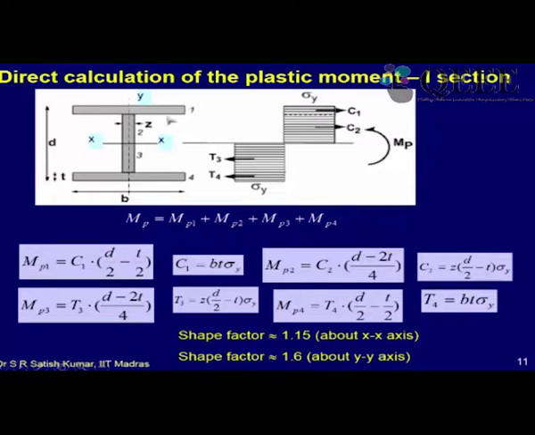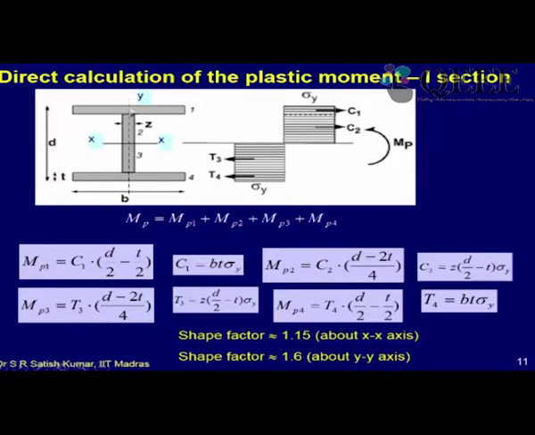So I have marked them 1, 2, 3, 4. The first rectangle is the top flange. The second rectangle is the upper part of the web, third is the bottom part of the web, and fourth is the bottom flange. Each rectangle gives you a force; for the first, the stress resultant is C1, which is the width of the flange B into the thickness of the flange, BT into Fy.